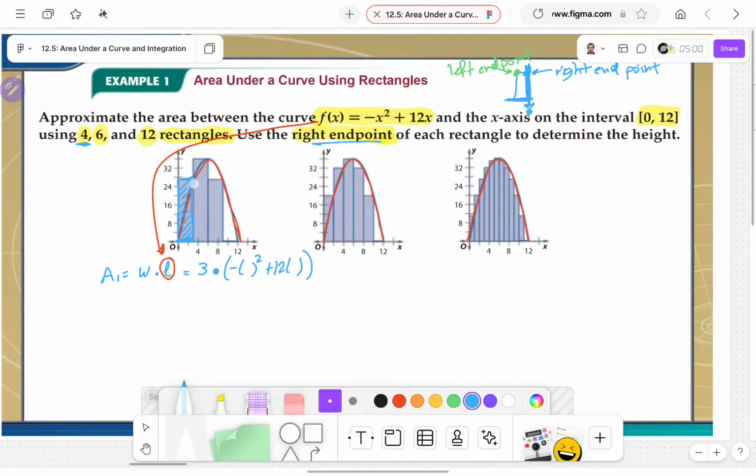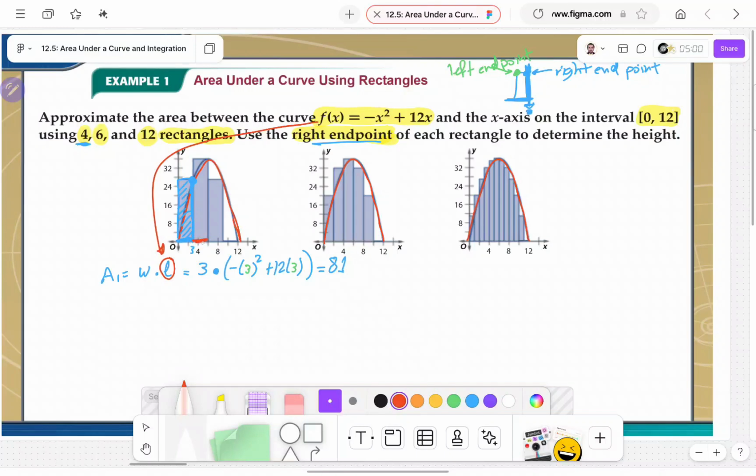So I need to find what this point is here on the x-axis. This is the right endpoint. If I go down, what is the point here? It's 3. So I need to replace every x with a 3. Now if I find the answer, it will be 81. Now let's find the next rectangle.